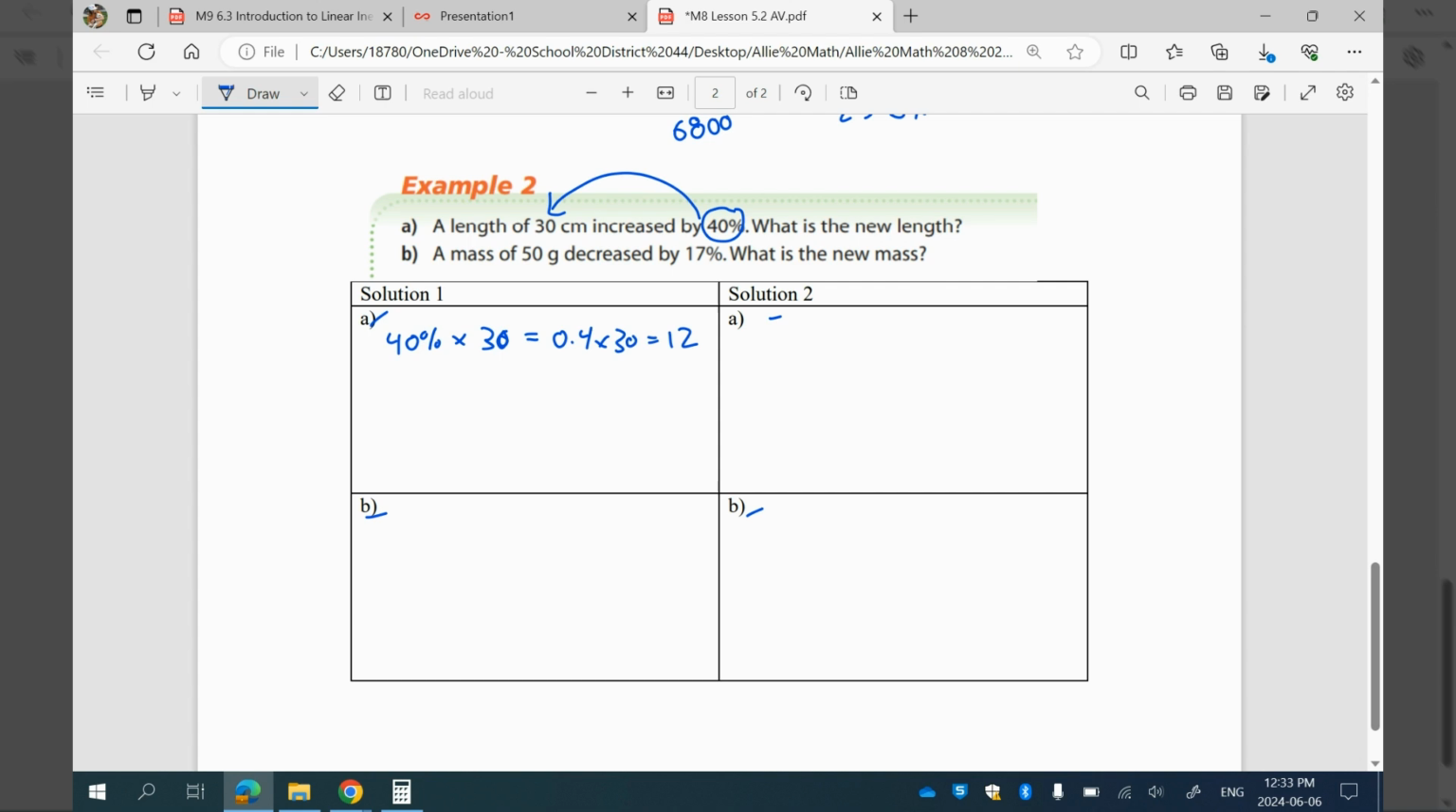So now, what is the new length? Well, we've got that 30 centimeters, and it increased by 12 centimeters. So 30 centimeters plus 12 centimeters equals 42 centimeters. So there you go. It increased by 40%. We figured out what the 40% was, and we added it to the original length. And another way that you can do this is by understanding that if we're going to have the original length plus another 40%, what we have in total here is 140%.